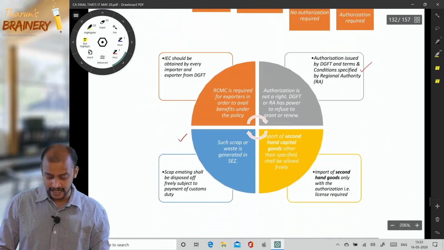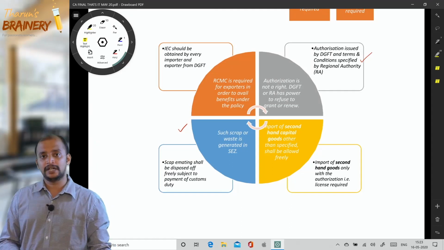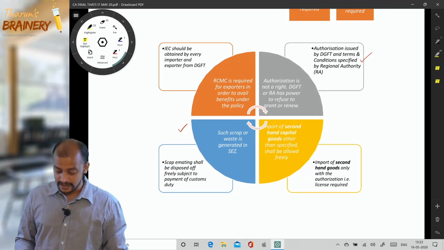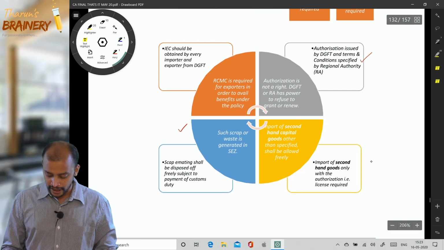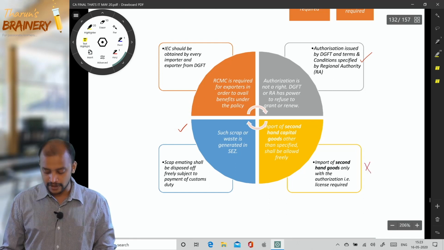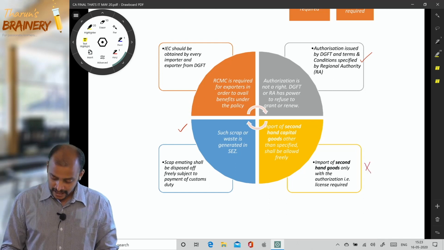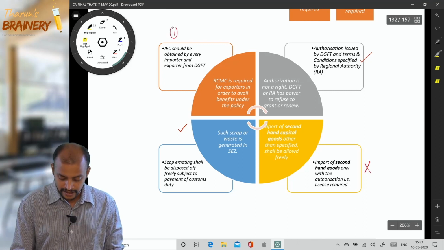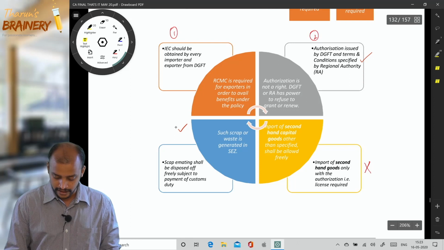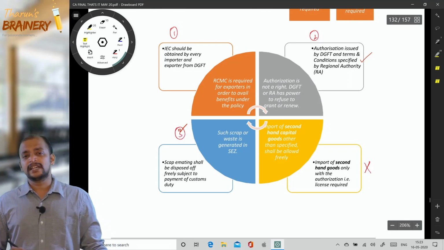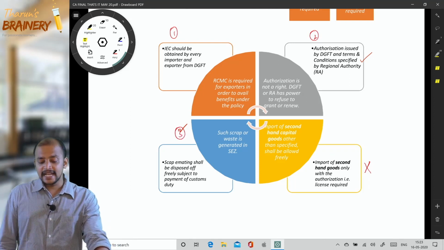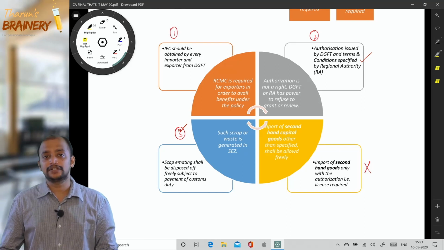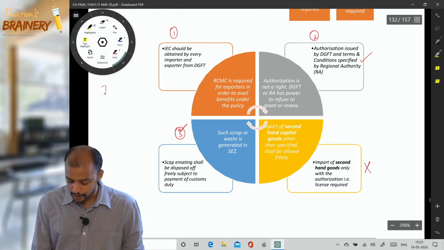The next area is about certain other points. In that, the import and export of second-hand capital goods we already discussed. And we now need to discuss these 3 points, point number 1, 2 and 3. What is that? First, IEC. IEC refers to Import Export Code.